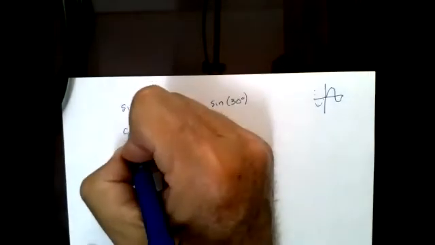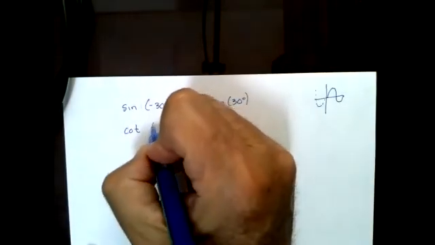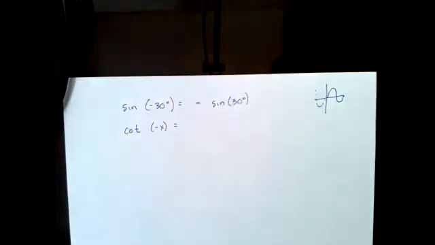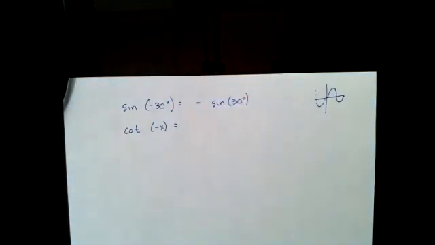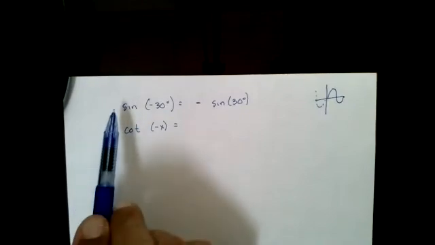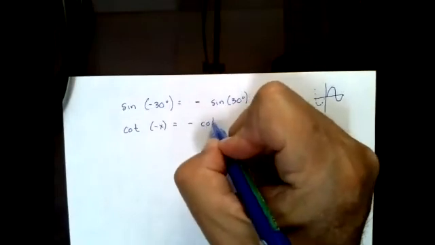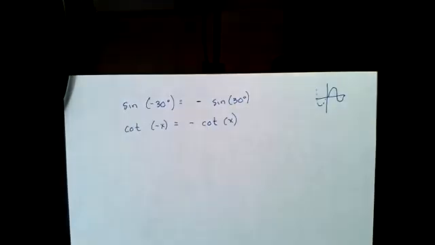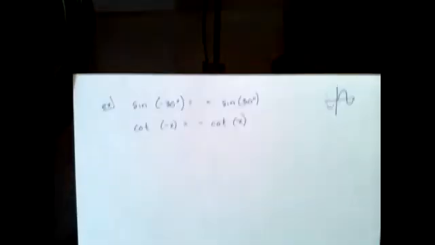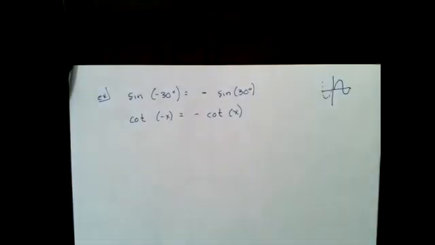What do you think about this? The cotangent of negative x equals, well, the cotangent's going to work just like the tangent. And the sine was odd and the tangent was odd. So this is going to equal negative the cotangent of x. Examples.